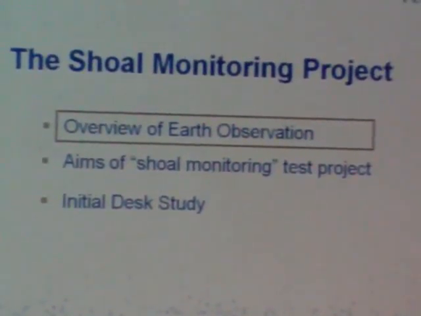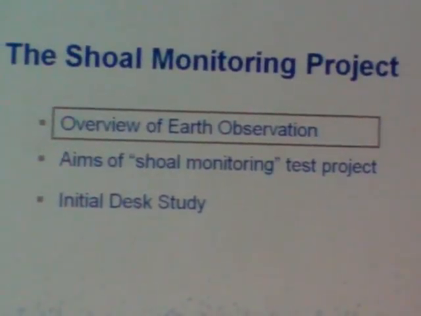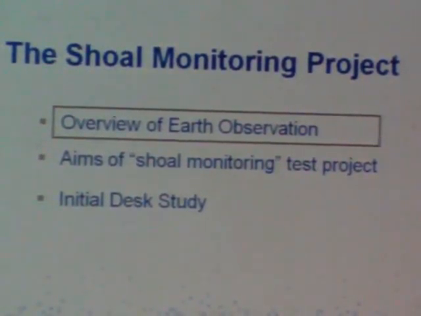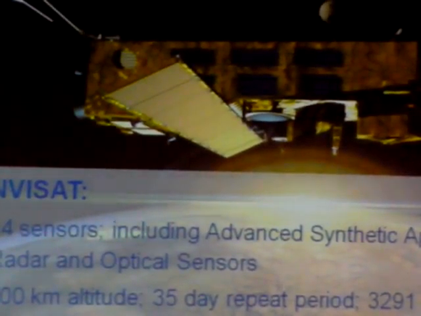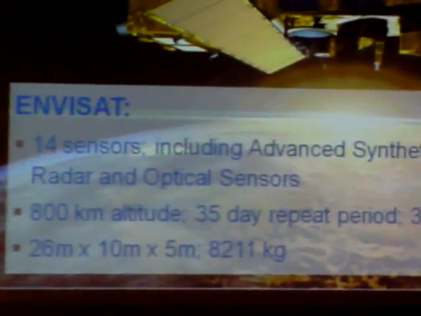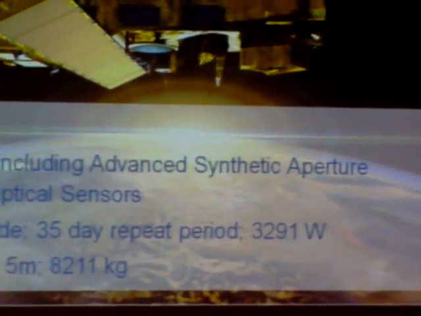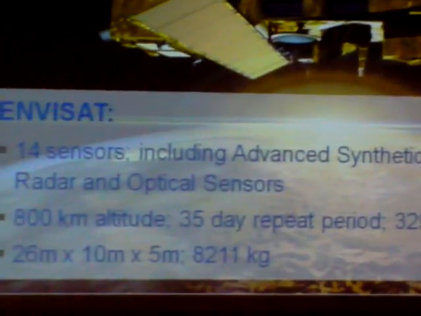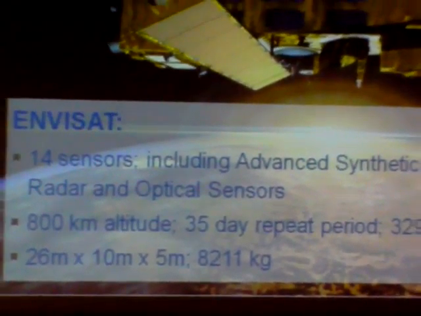First, just to give you an overview of what exactly is involved in Earth observation techniques, and then we'll go through the aims and study. This slide shows a picture of the Envisat satellite. It has 14 sensors, including an advanced synthetic aperture radar and various optical sensors.